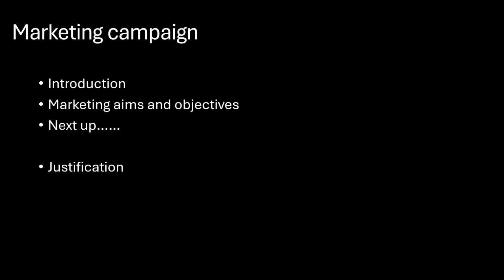Okay, that's it. That's the section on marketing aims and objectives. So if you're following this mini series that I'm doing at the moment on the Unit 2 developing marketing campaign, by now you should have watched the video on how to write the introduction. This video was on the next section, marketing aims and objectives, and next up is the justification.